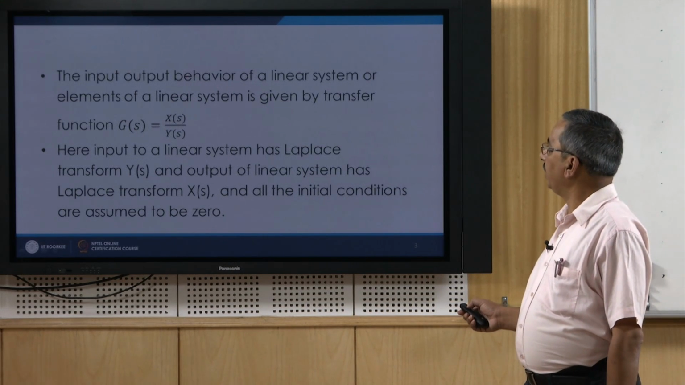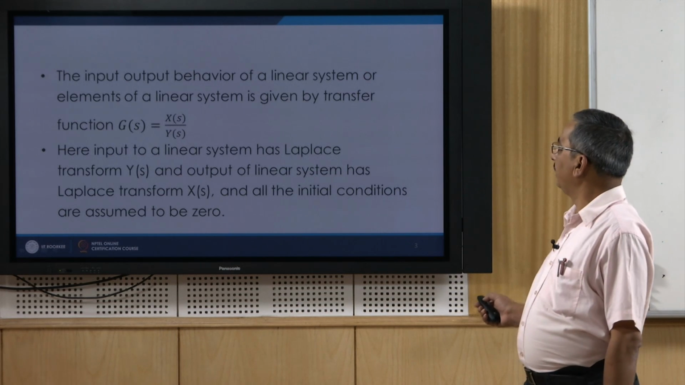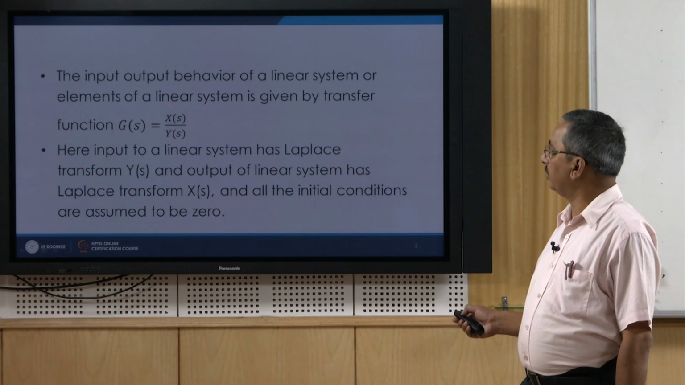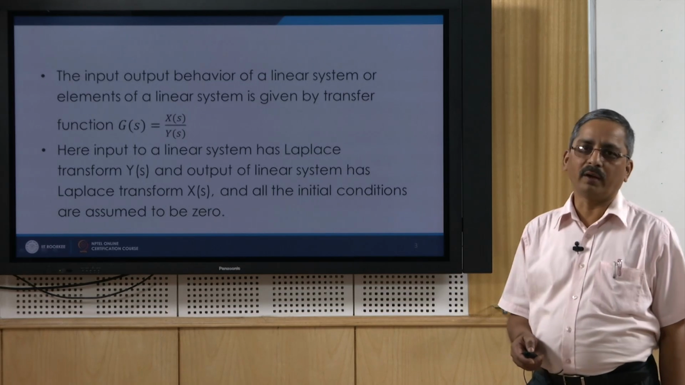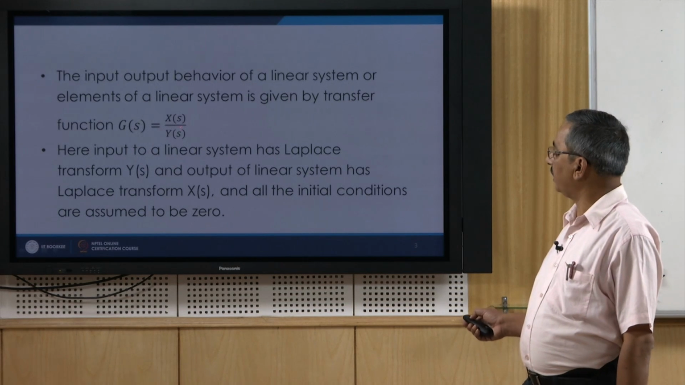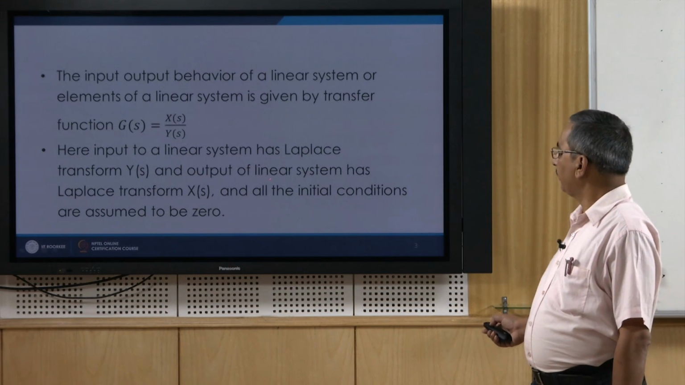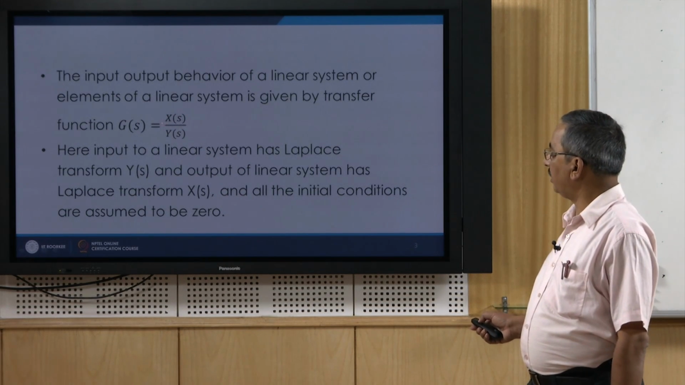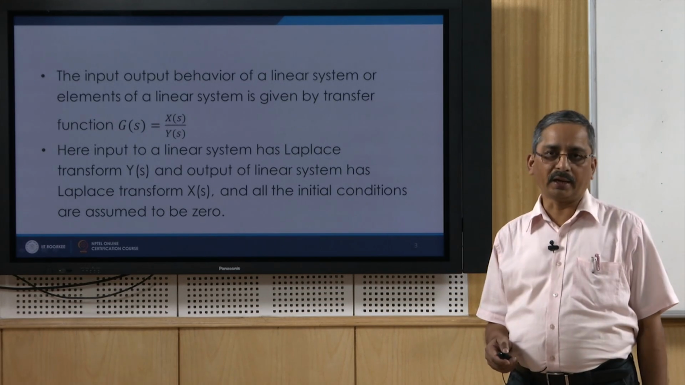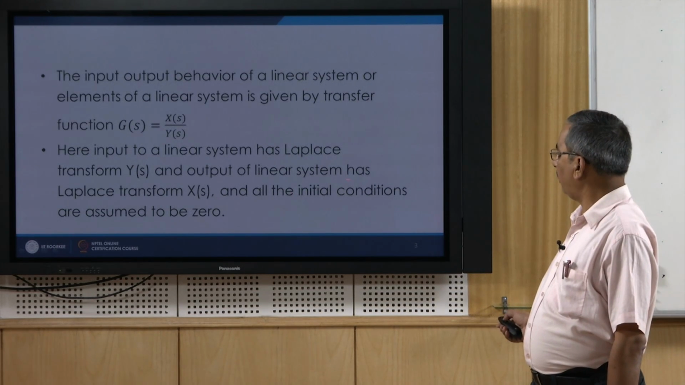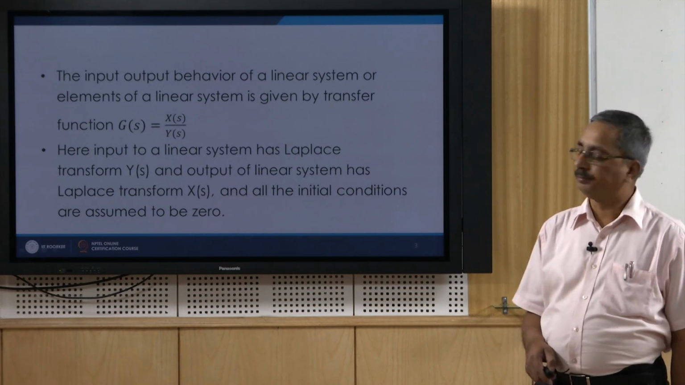Suppose the input output behavior of a linear system is given by a transfer function, say G(s), equal to the Laplace transform of the output divided by the Laplace transform of the input. Here, the input to the linear system has Laplace transform Y(s), and the output of the linear system has Laplace transform X(s). And of course, as I have been telling you, when we find the transfer function, we assume that all the initial conditions are 0.